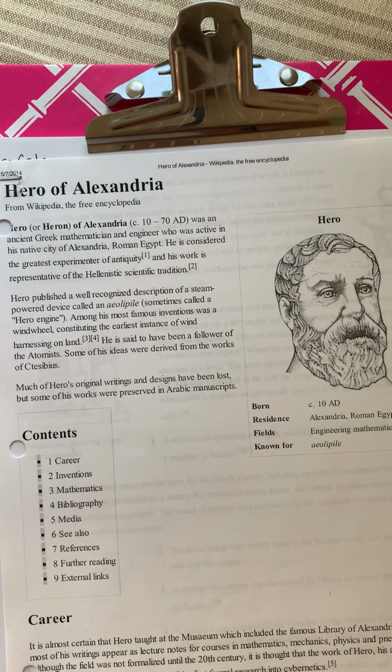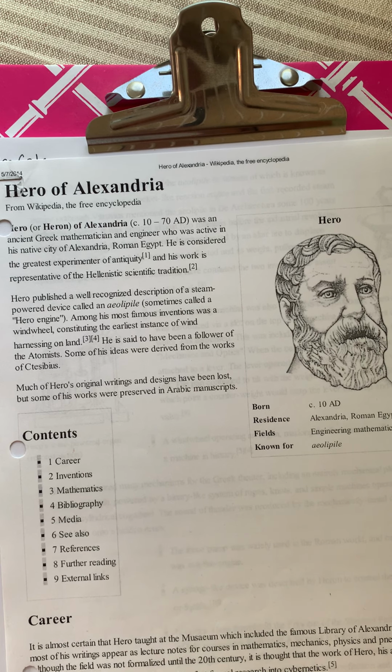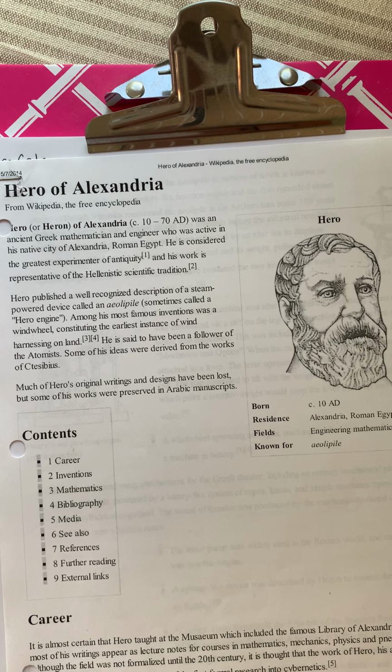The first one was called Hero's engine, and it was the first recorded steam engine. One of the other ones that you can Google online, he came up with the first vending machine, okay? And the vending machine that he came up with, you would put coins in and get holy water. Yes, that's correct. You are probably thinking Coca-Cola. No, holy water, okay? And these vending machines were placed in churches.